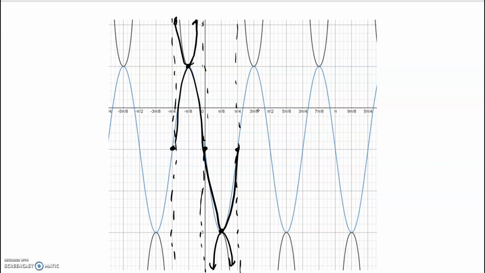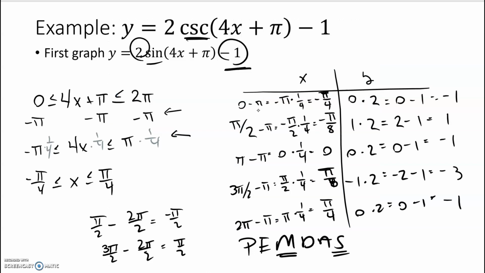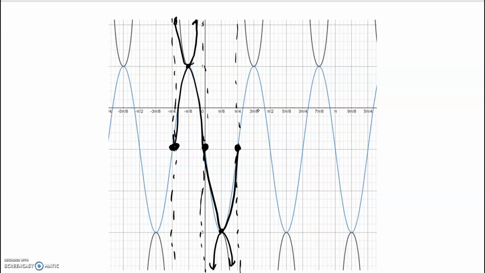Now notice these points right here. What we did was we moved them down one because of this negative one right here. If we moved them back up, they would be here, here, and here. So they would be crossing the x-axis. But because we shift it down, we shift the entire graph down.